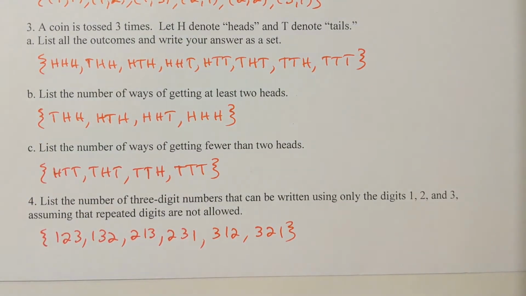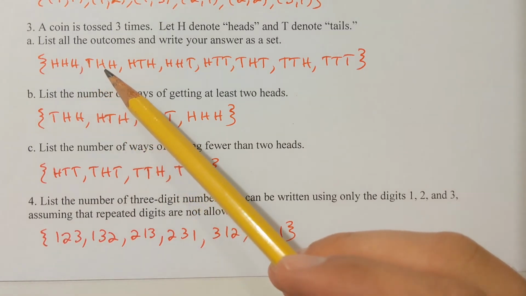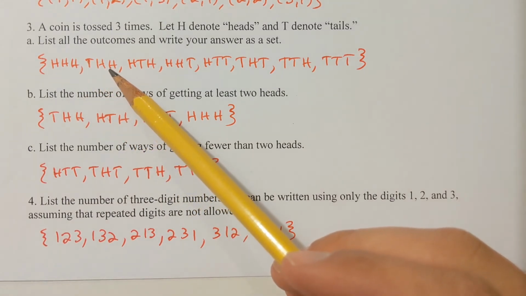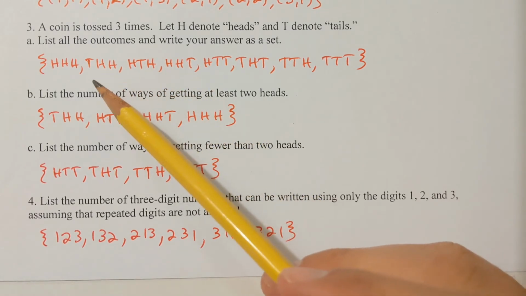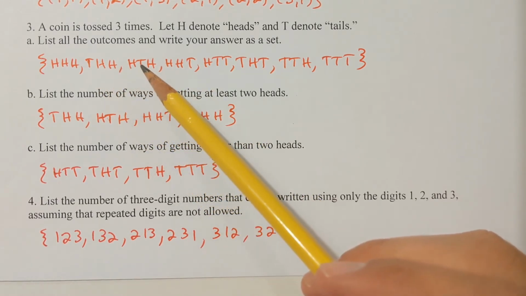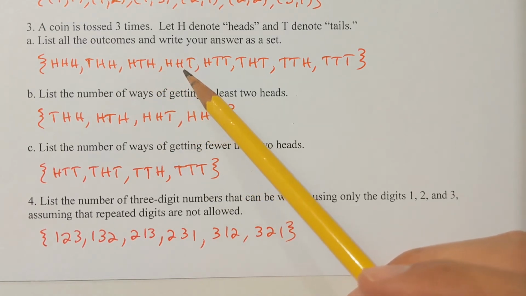Problem 3, a coin is tossed 3 times. Let H denote heads and T denote tails. List the outcomes and write your answers as a set. Okay, so I could have all 3 flips being heads, or I could have only 2 of them being heads and 1 of them being a tails. The one tails can come either first, second, or third, so you can go tails, heads, heads, heads, tails, heads, or heads, heads, tails.